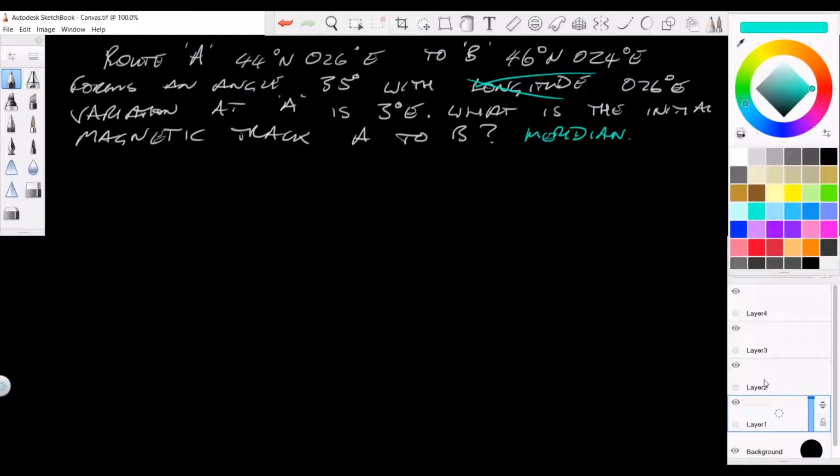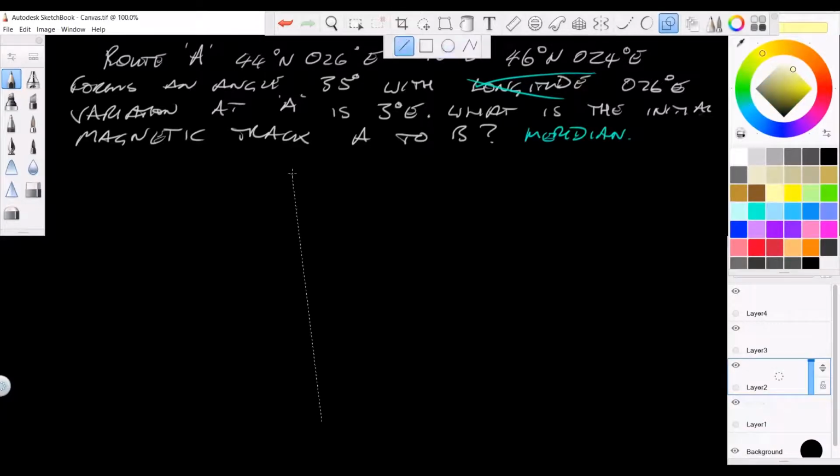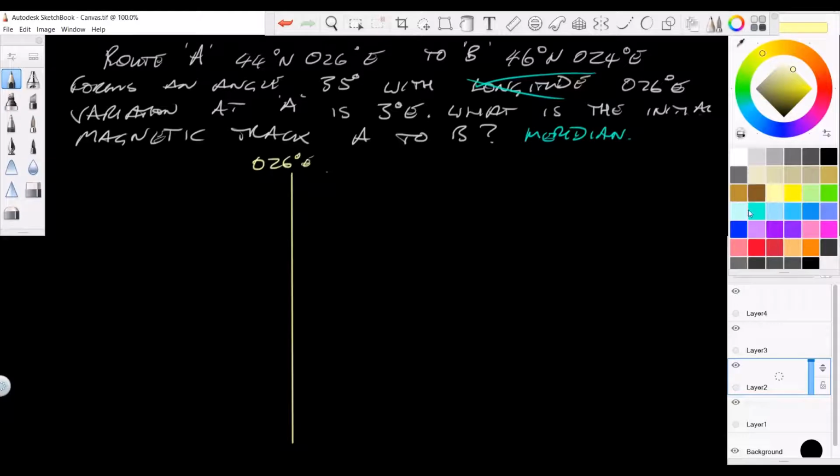So if I draw a line that represents the 026 degrees east meridian, what they mean is that the track is either 35 degrees left here, or 35 degrees right here. Now that would make sense because if it's 35 degrees right, going up from our reference point, this could be our A, then that would be the bearing of the line. The 35 degrees would be a 035 degrees bearing. That's not what they mean, hint.